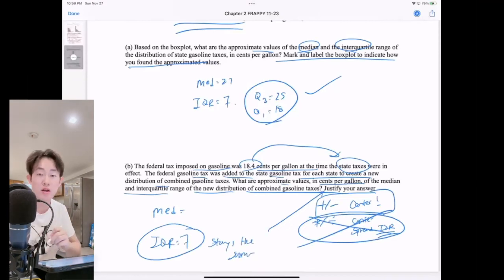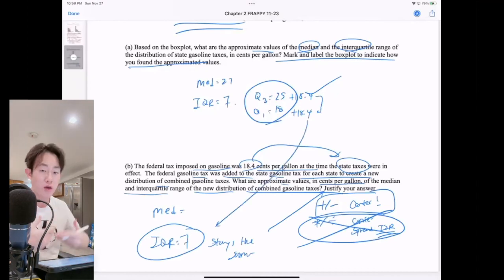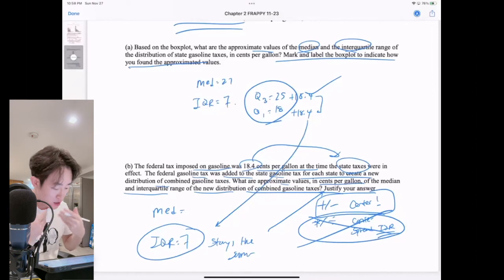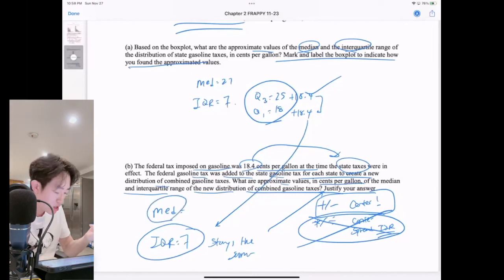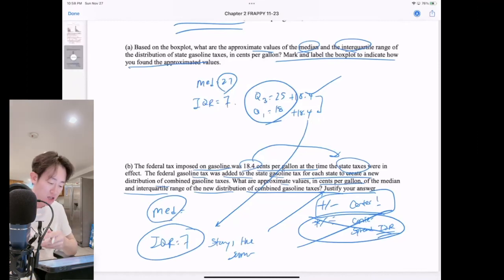How do you justify your answer? Well, if you add 18.4 to both Q3 and Q1 that we found, and you still subtract them, you will still get 7. You can verify that mathematically. Now, the next part is finding the median. The median here is 27, but because we added 18.4 on top of that, you can just add those two up and it will be 45.4.